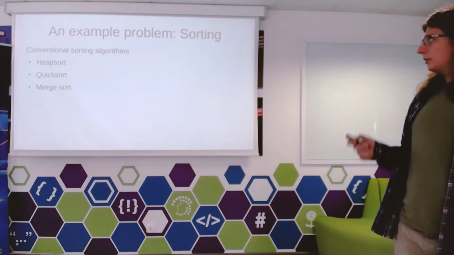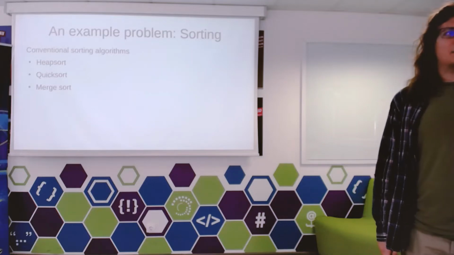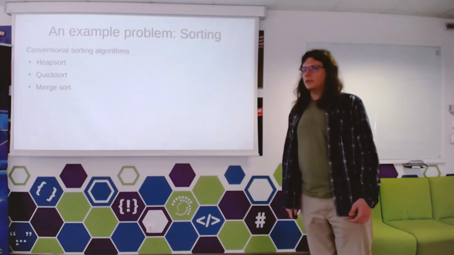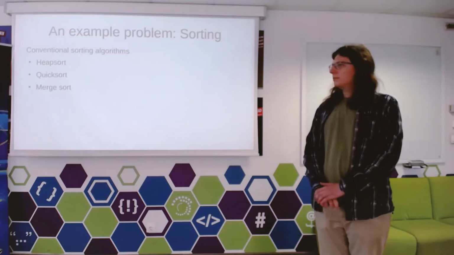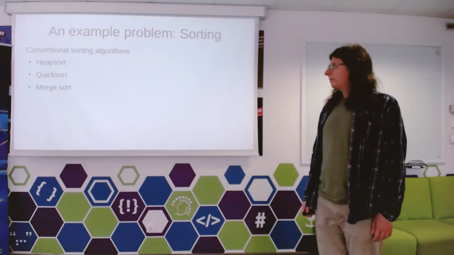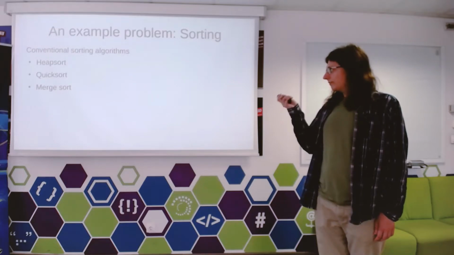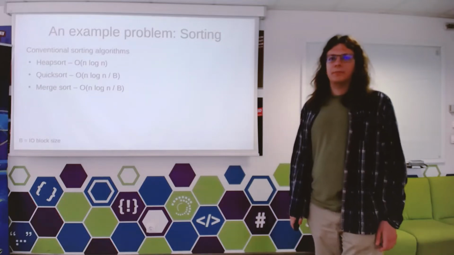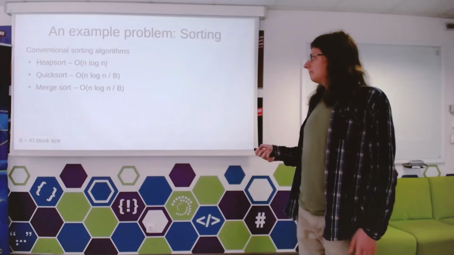The first thing we will look at is something that's actually not the simplest data structure, a sorted array. So we will look at how to sort. There are some conventional sorting algorithms that I'm sure all of you are familiar with. Those are heap sort, quick sort, and merge sort. And when we apply them on disks, they have different complexities.